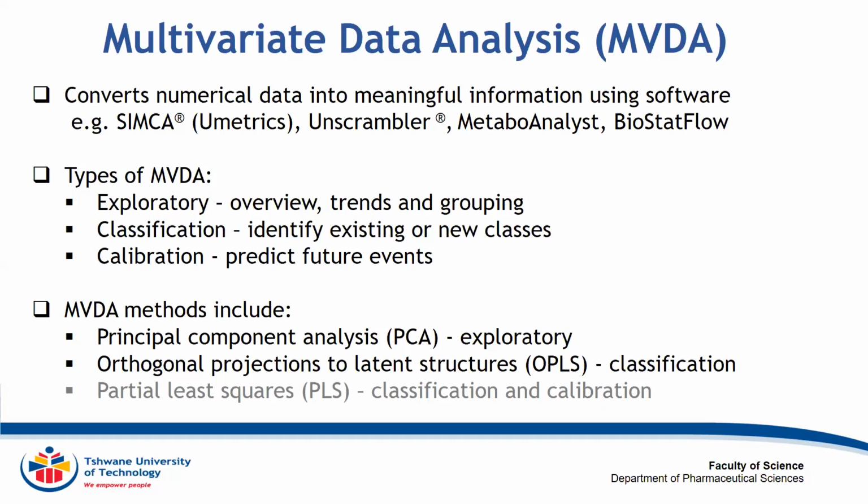And then we also have the classification method, where the objective is identifying classes, where the classes might be existing classes, or you want to be able to analyze new classes. The third type of multivariate data analysis is calibration, and calibrations are usually done so that we can predict future events depending on the setup of the system that you're working on.